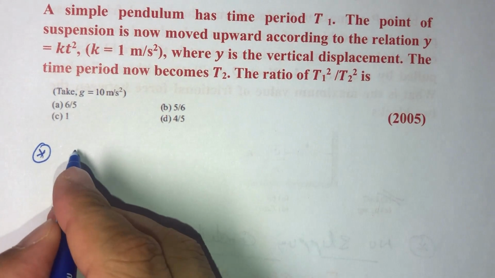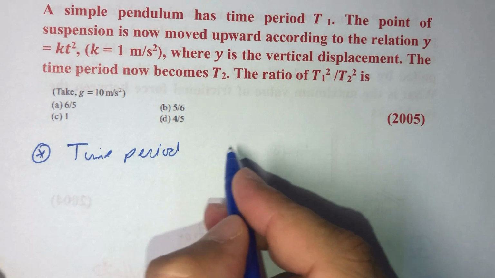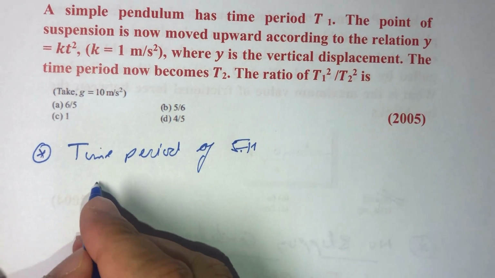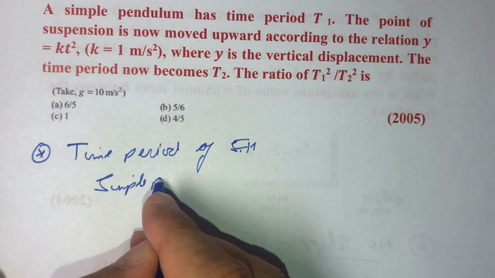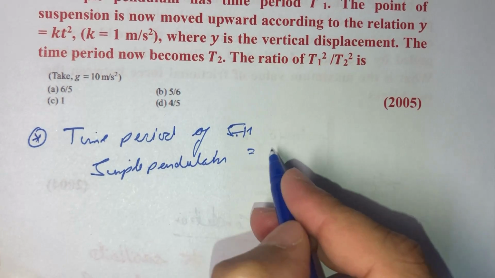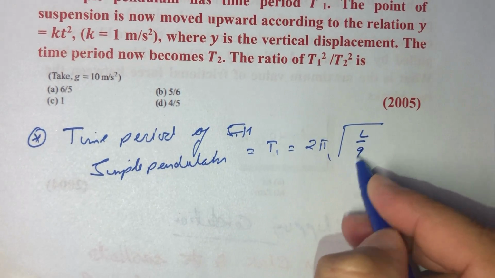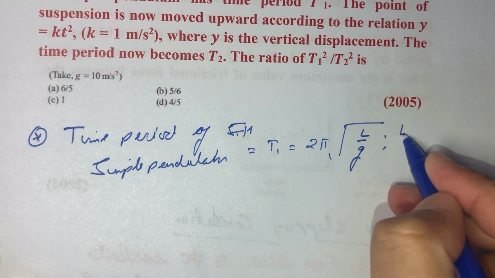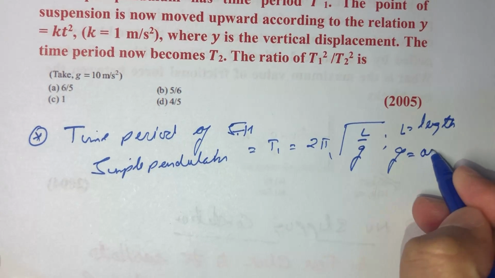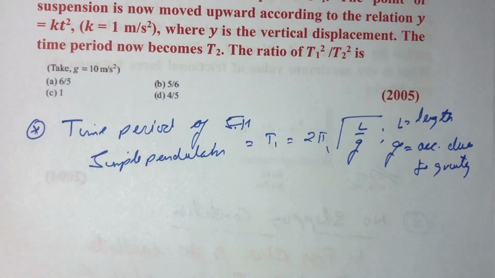we already know that the time period of a simple pendulum, not SHM, but a simple pendulum, is t1, which is given as 2 pi square root of L upon g, where L is the length and g is the acceleration due to gravity.